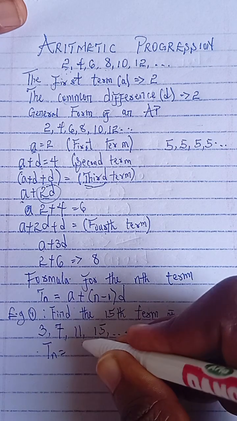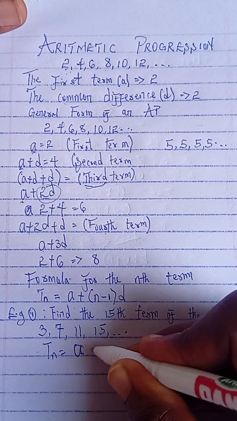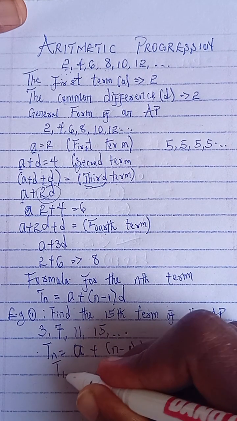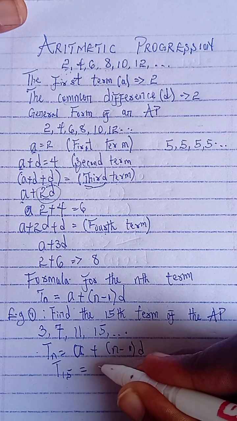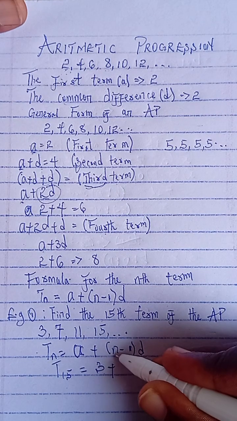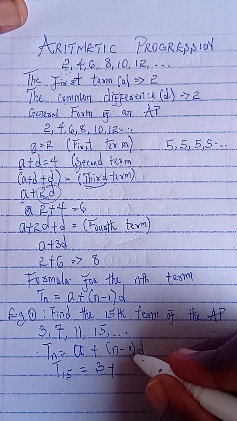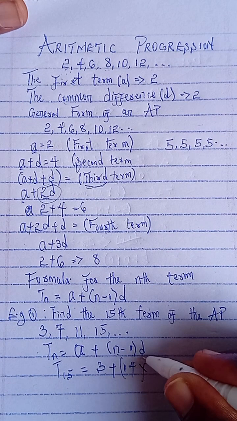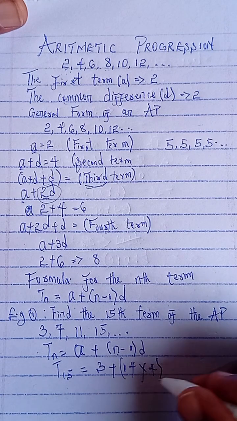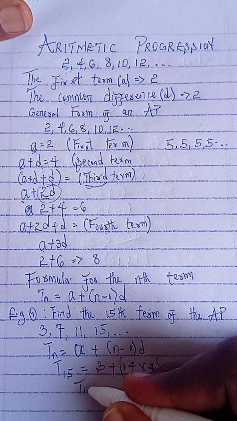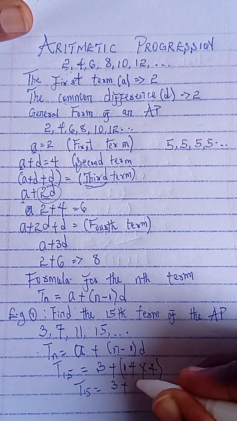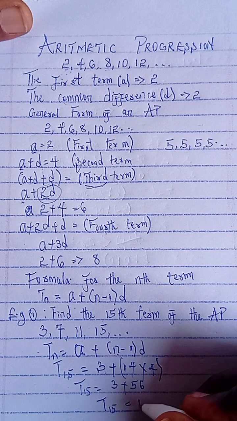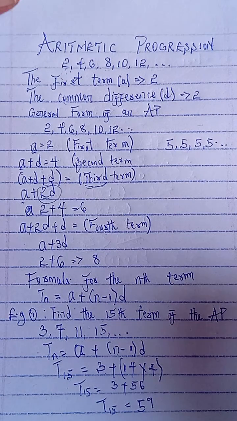We already know that Tn is equal to A plus n minus 1 times D. So this will become T15, equal to A, which is 3, the first term, plus 15 minus 1, which gives us 14, times our common difference, which is 4. 14 times 4 will give us 56. So our 15th term will be 3 plus 56, that will be 59. So our 15th term in this particular sequence is 59.